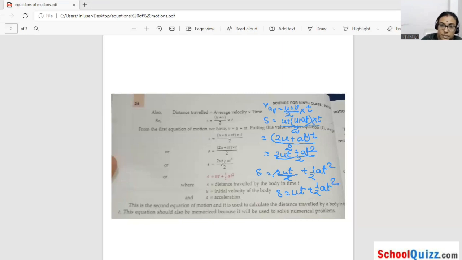Clear? Here it is directly written. This 2 is divided by 2ut and at square, giving ut plus half at square. This is your second equation of motion, where s is the distance traveled by the body in time t, u is the initial velocity of the body, and a is the acceleration. This is your second equation of motion. I think this is clear to you.